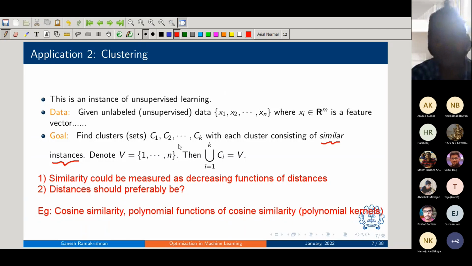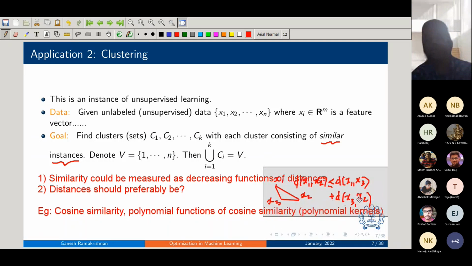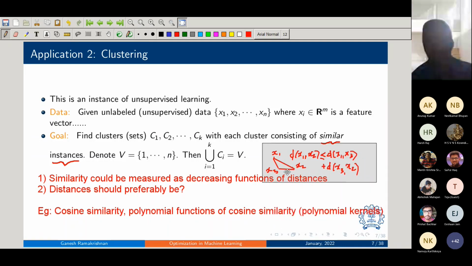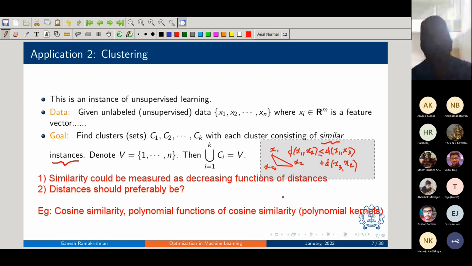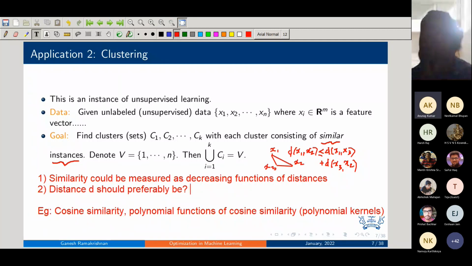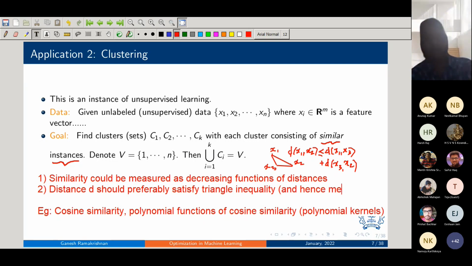To seed your thinking, let me just show you an example. What is this capturing? D is a distance. For Euclidean distance. Well, Euclidean is only one notion. What does this inequality tell you? Triangle inequality. Distances should preferably satisfy the triangle inequality, and they're called metrics. Metric distance, basically.